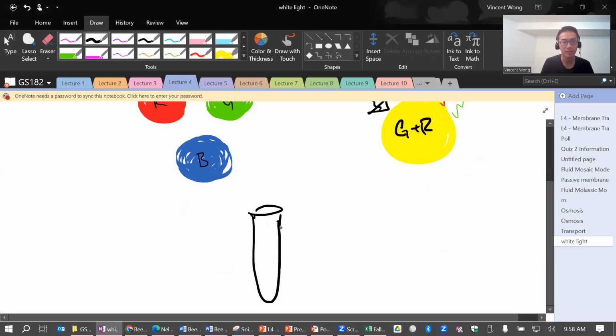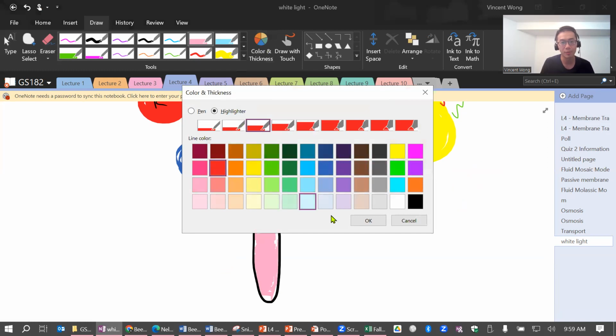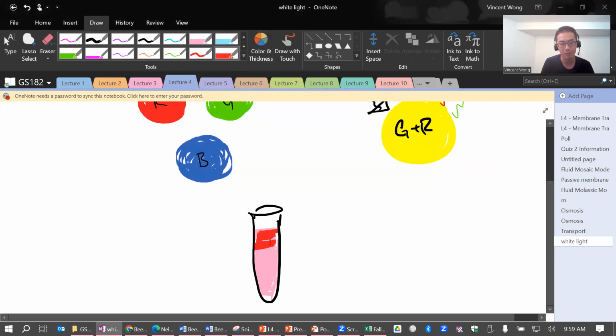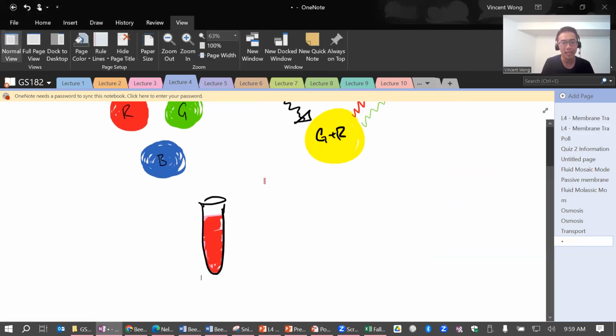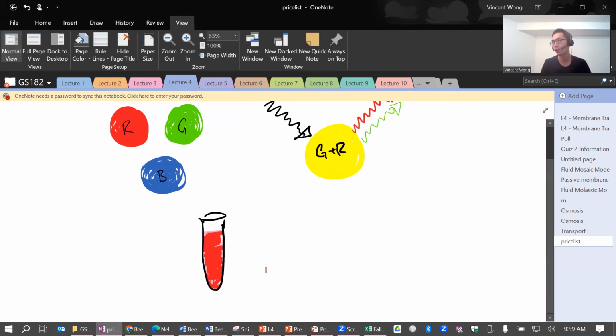All right, let's move on. You have your test tube here. It has a pinkish color because of the beetroot. Pinkish red. We'll just say red to make it easier for you to understand this. So I want to ask you, what kind of light will a red color absorb?